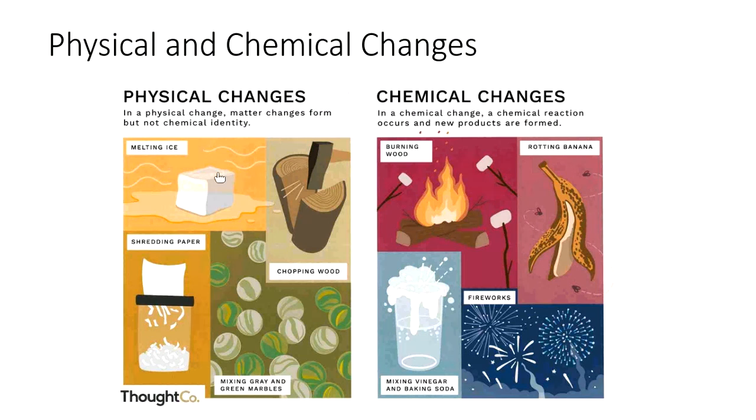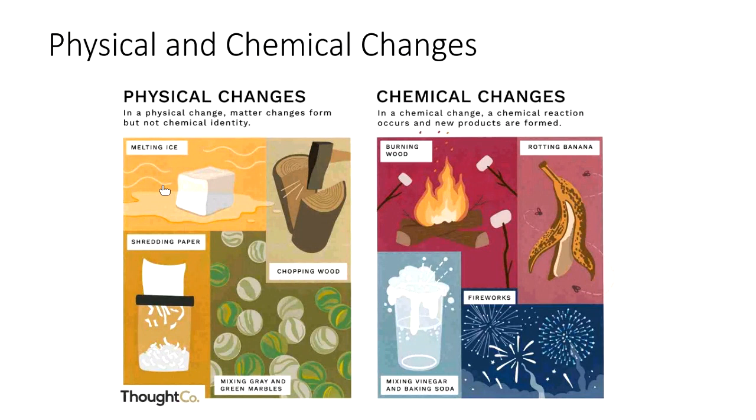Now, if you reduce something to smaller pieces, that's also a physical change because each one of these smaller pieces is going to preserve the initial identity of the substance, right? Once again, you are reducing the size of something here, right? Or if you just mix and that mix creates a heterogeneous mixture, like mixing gray and green marbles, right? All of these are physical changes.